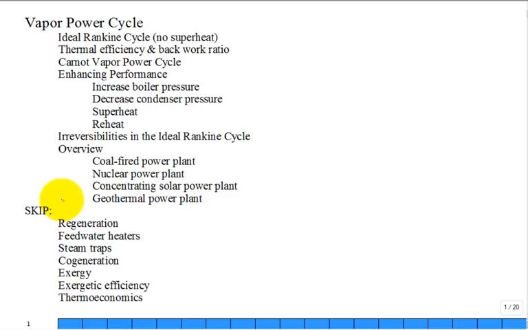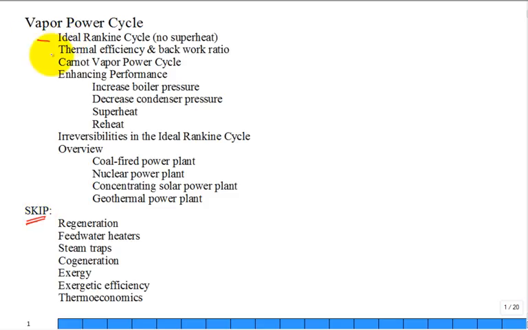So for this class, Thermodynamics 1, we have an introduction to vapor power cycles. We don't cover the whole chapter. There are some things that we skip, and I think a lot of students are very much interested. Professor, what do I need to read? What do I skip? Well, we're going to cover the ideal Rankine cycle.